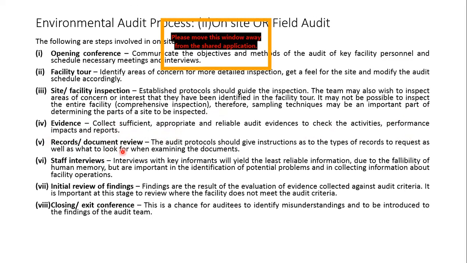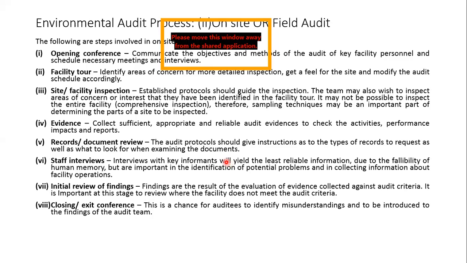Then records and document review. Audit protocols should give instructions as to the types of records to request as well as what to look for when examining the documents. So the audit team should decide what documents they would like to see, and those must be provided.